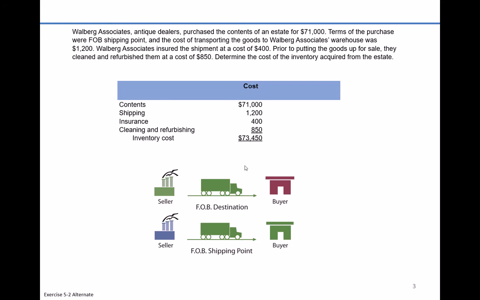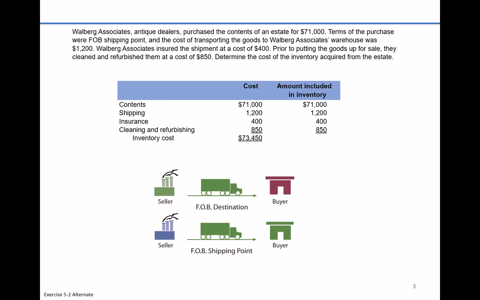So let's recap then here. Contents, they paid $71,000. Does that become part of the cost of the inventory? Well, sure. FOB shipping point, the $1,200 that was paid, who paid for it? Well, if it's FOB shipping point, the buyer paid for it, so then that becomes part of the cost of the inventory as well. The cost the buyer paid to insure the goods of $400, well, that becomes definitely part of the cost. How about the cleaning and refurbishing? Is that part of the cost of the inventory, or is that just an expense for the company? Well, since that was work done to get the inventory ready to sell to the customers, that also becomes part of the cost of the inventory.